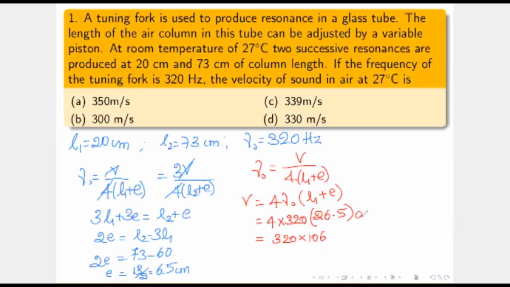We shall convert this into meters. So 10 power minus 2, that is 320 into 1.06, and we get 320 times 1 is 320 plus 6 times 32, so we get 19 more. So it is 339 meters per second. So option C is correct.